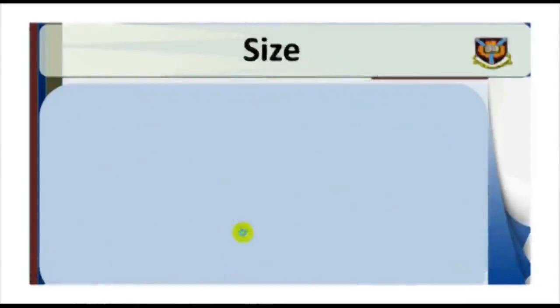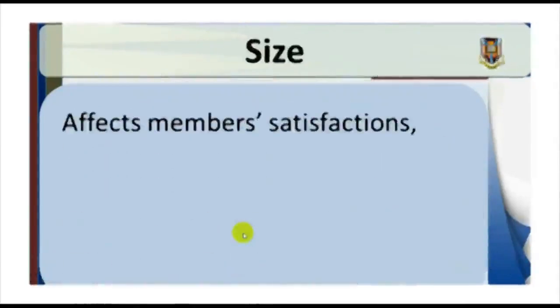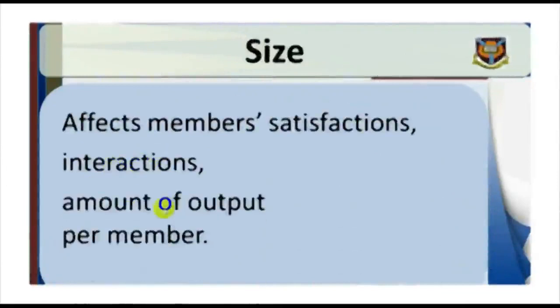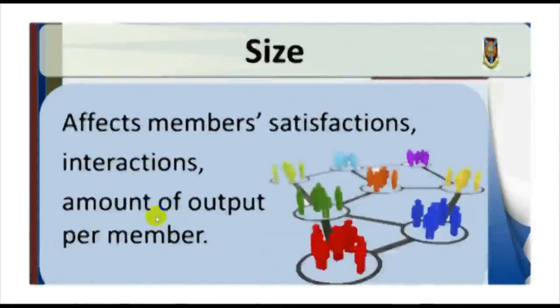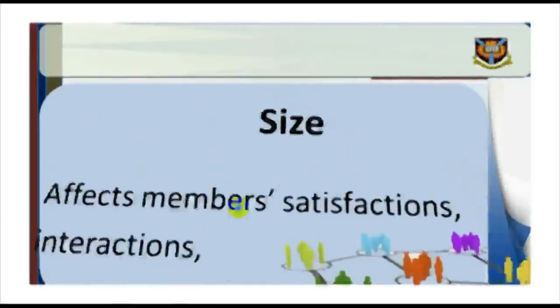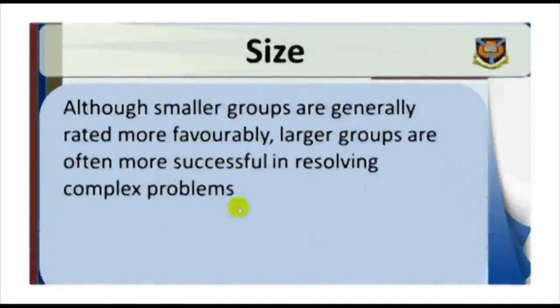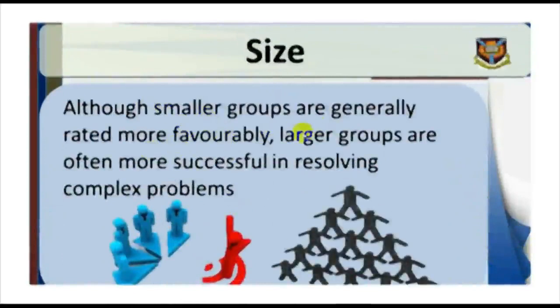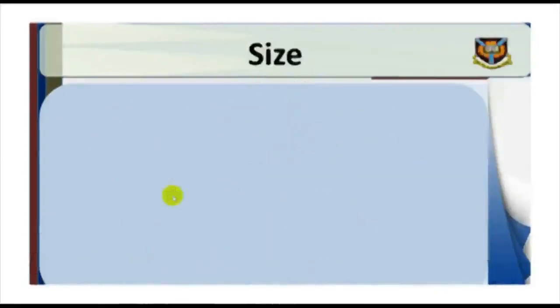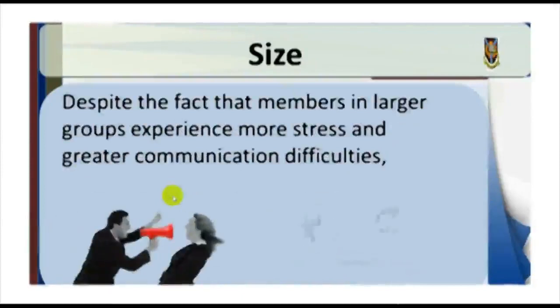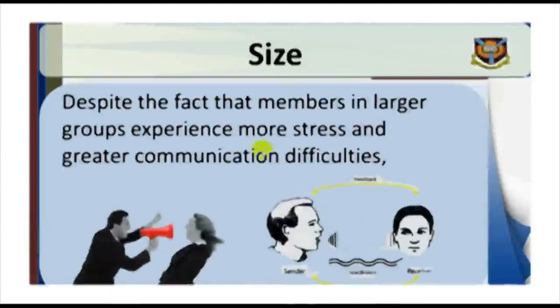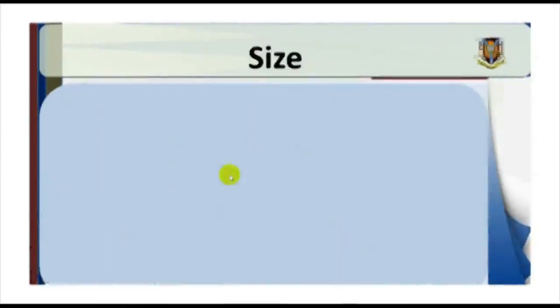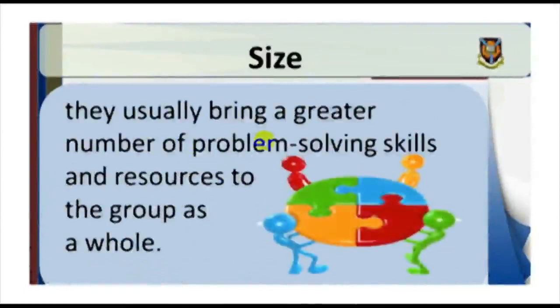Size. The size of a group affects members' satisfaction, interactions, and amount of output per member. Although smaller groups are generally rated more favorably, larger groups are often more successful in resolving complex problems. Despite the fact that members in larger groups experience more stress and greater communication difficulties, they usually bring a greater number of problem-solving skills and resources to the group as a whole.